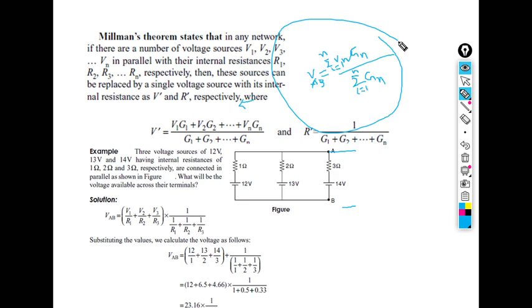So 1 by Z we can say is admittance. Here, as we are taking resistance, we say conductance, and conductance is represented by G, and impedance is represented by Z for an AC circuit. When we take the reciprocal, we will say admittance. Okay, that is the difference.